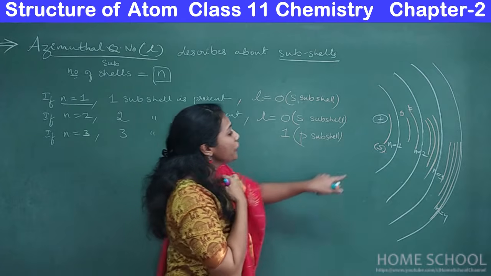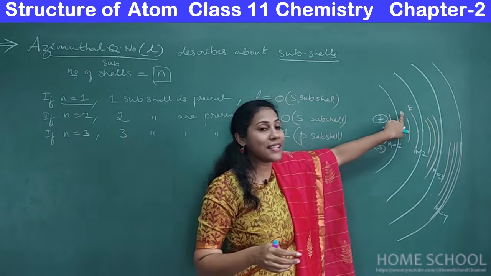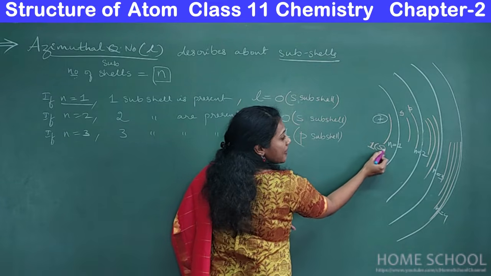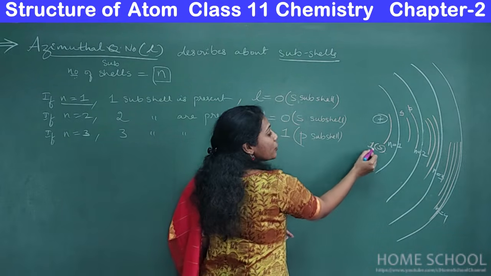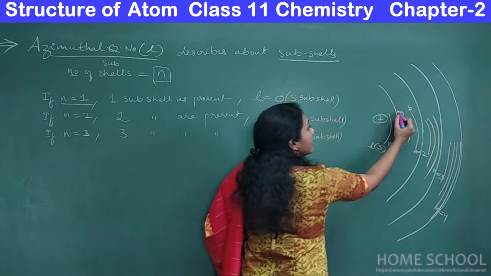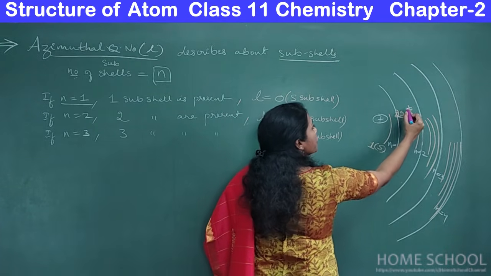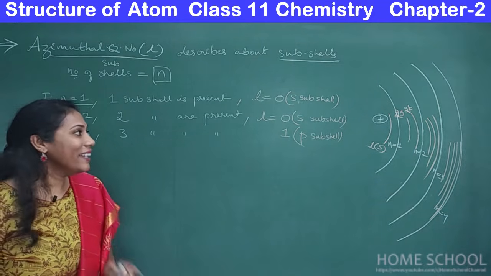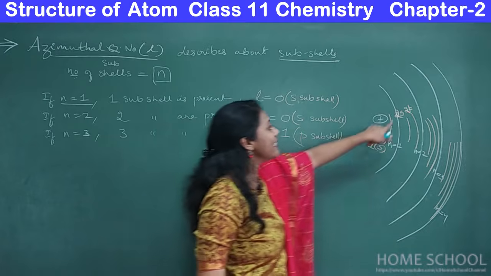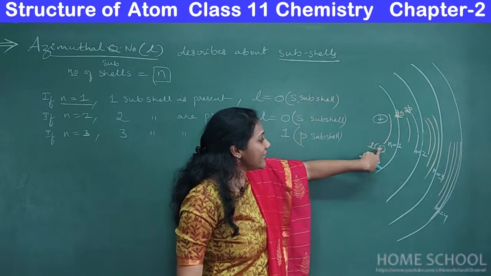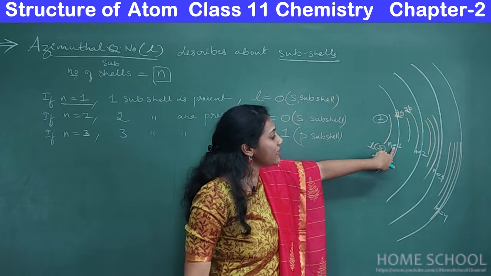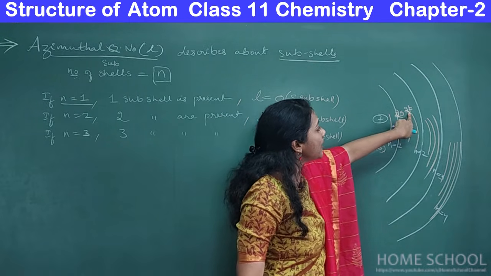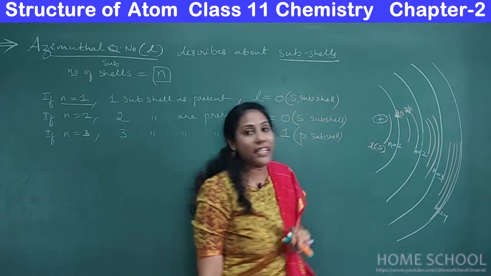But you will get confused. Here also s, here also s. But this is the 1s subshell because this subshell is present in the first shell. So this is the 1s subshell, this will be the 2s subshell, and this is our 2p subshell. Clear? See how I have given designation here. The 1s subshell is present in the first main shell. The 2s and 2p subshells are present in the second main shell.